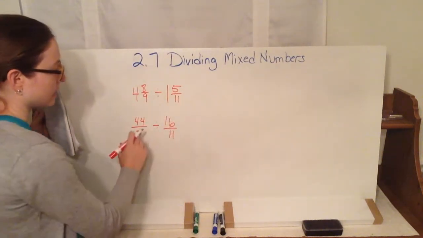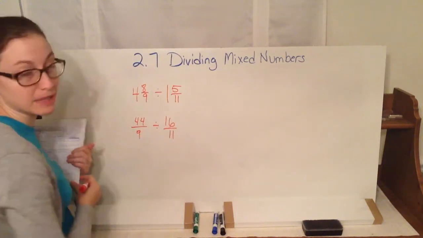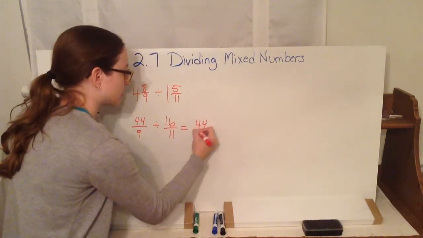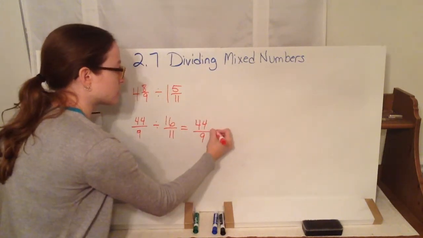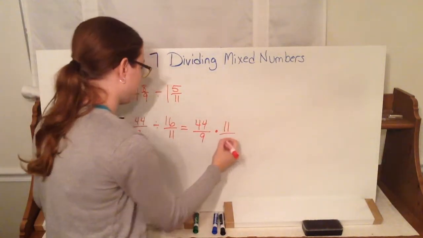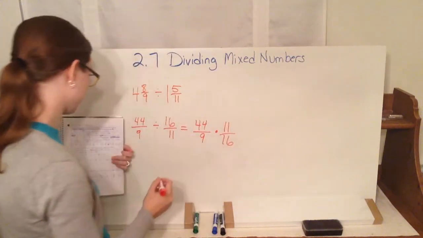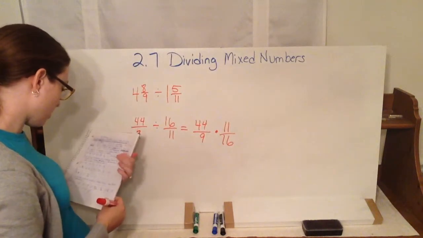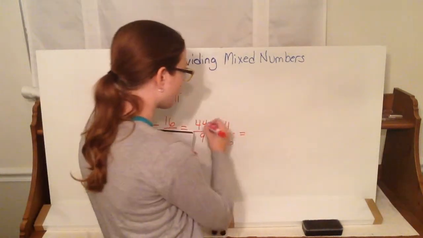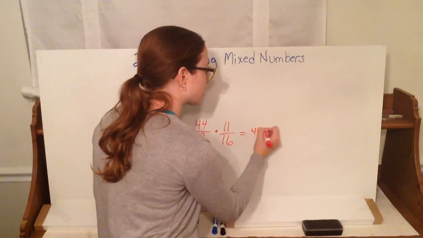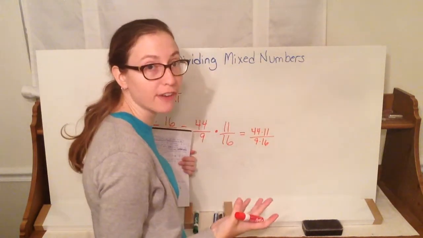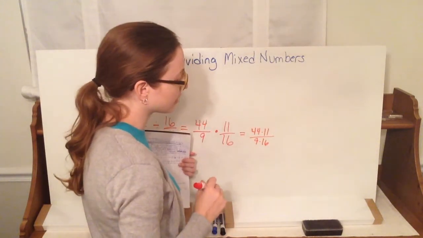Okay? In this one, we're going to do the same thing as we've been doing for dividing. We will rewrite the first fraction as it is, but then we multiply by the reciprocal, which means 11 is now on top, and 16 is on the bottom. Okay? So I have numbers that are too big. I'm uncomfortable doing the 44 times 11 and the 9 times 16. So I'm really hoping that there's a common factor somewhere. And if you look carefully, there is.